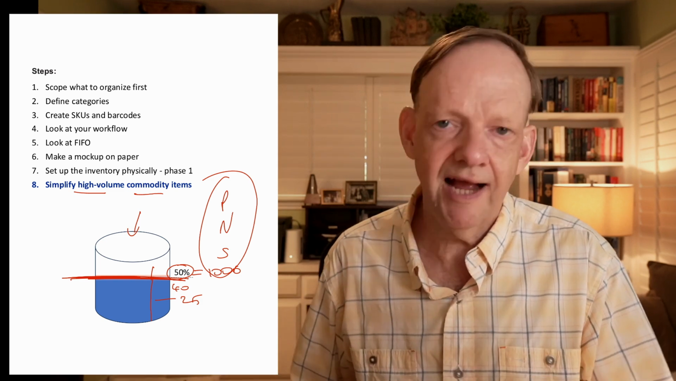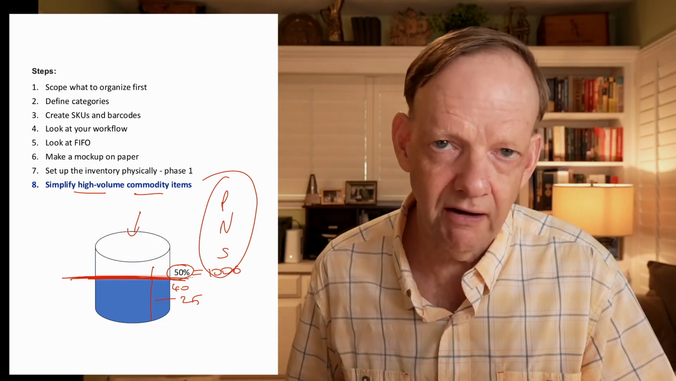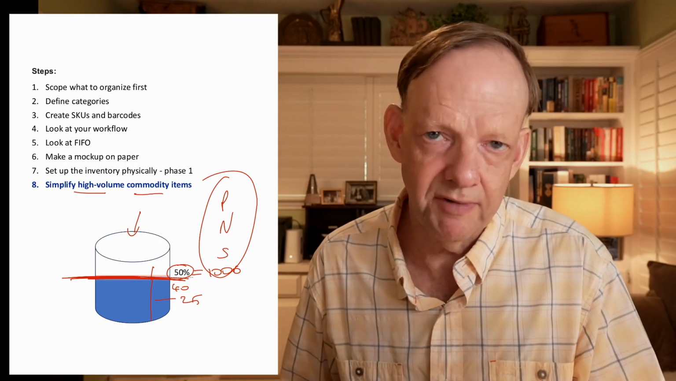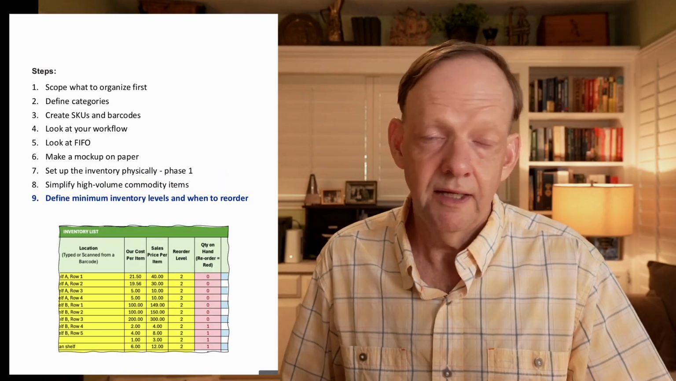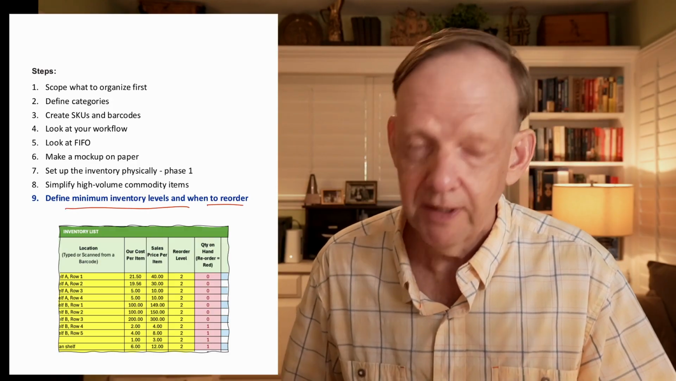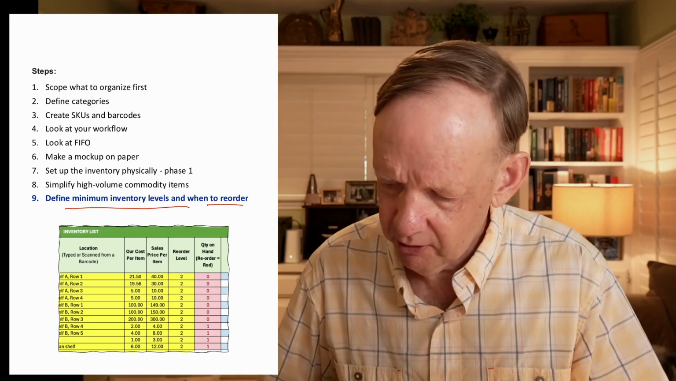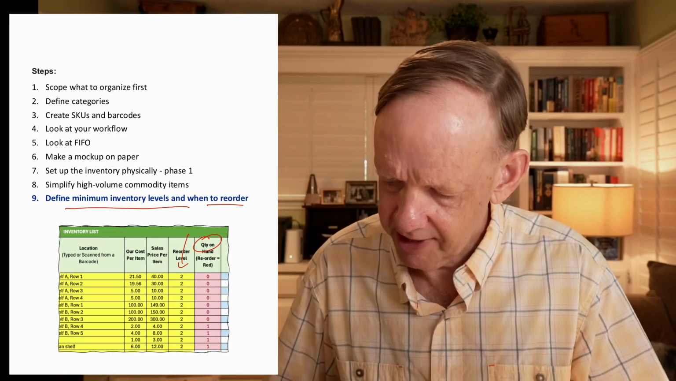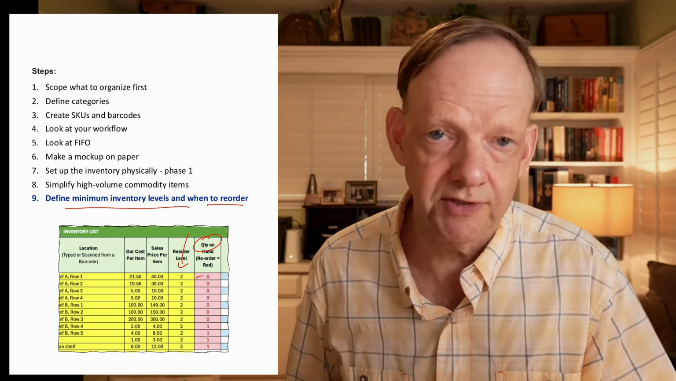So you can count it occasionally, particularly when you're going to restock it, but counting it all day long or frequently will be a waste of time when the volume itself tells you roughly how many you have. Step 9 is to define minimum inventory levels and when to reorder. Now, every system would have this. My spreadsheet has it too. We had to have a reorder level here, and then the quantity on hand actually goes red when you get down to the particular level. We're at 0 here, so we're less than 2.